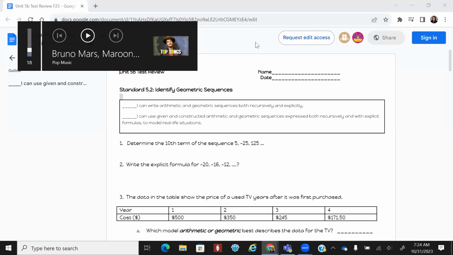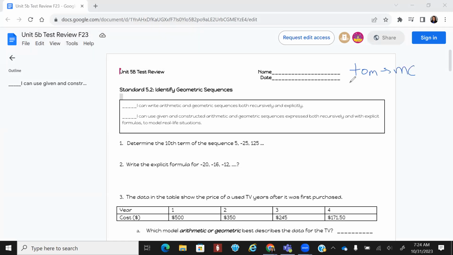Just a couple of reminders for this week. Tomorrow is a mastery check. Friday is digital learning. And what you're going to do on Friday is you're going to do this review guide. So you're going to complete it.